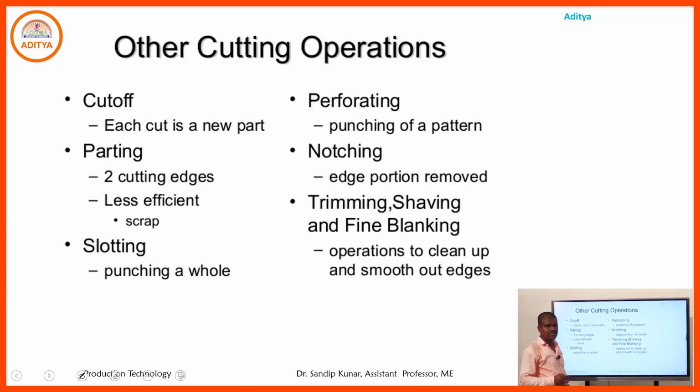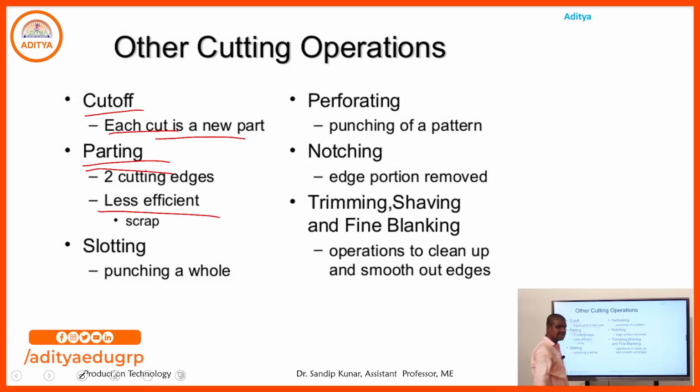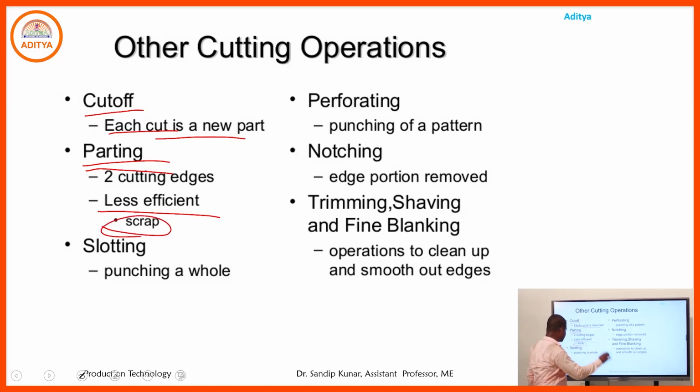What are the types of cutting operations? First one, cut off. Cut off means each cut is a new part. Parting means two cutting edges, which is less efficient and scrap will be generated.